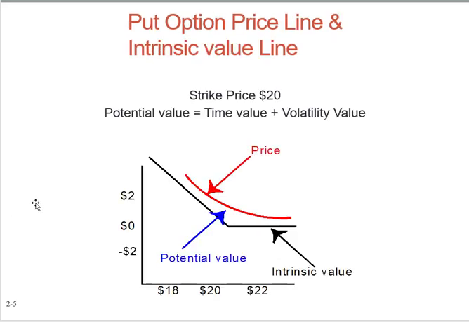So if we go over to this graph, what we see here is the intrinsic value line, which is the black line. And then we see the red curve, which is the price curve. And notice the price is not linear, it curves.